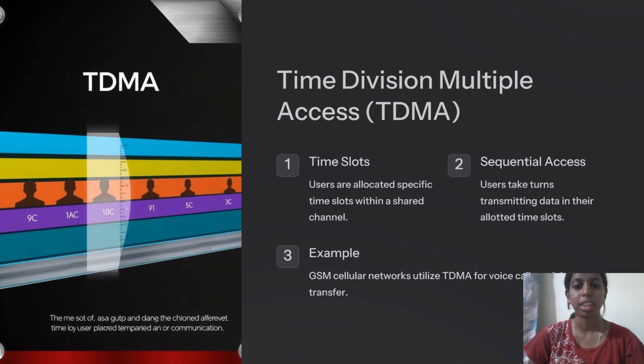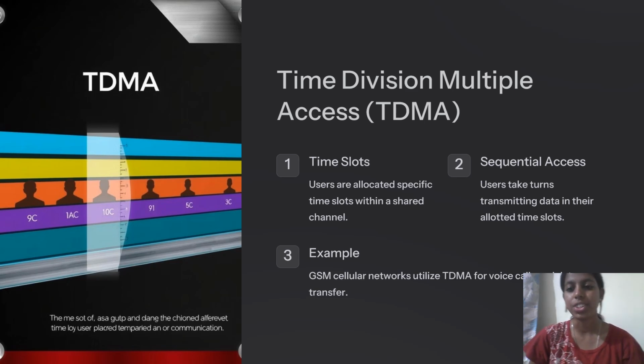Now let's come to the first type of the multiple access techniques, that is TDMA. The abbreviation TDMA stands for Time Division Multiple Access. As the name says, it mainly depends on the time division. The first is time slots. Users are allocated specific time slots within a shared channel. For example, in TDMA, if the users want to share a communication between each other in a specific channel, specific time slots will be allotted to those users. Users should communicate within these time slots. This way of communication is nothing but TDMA.